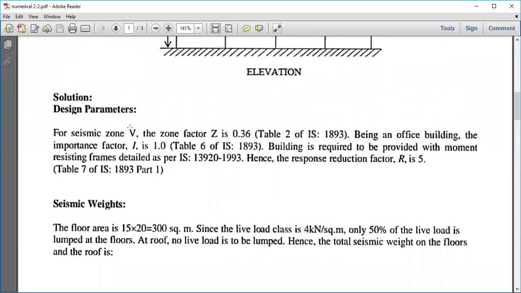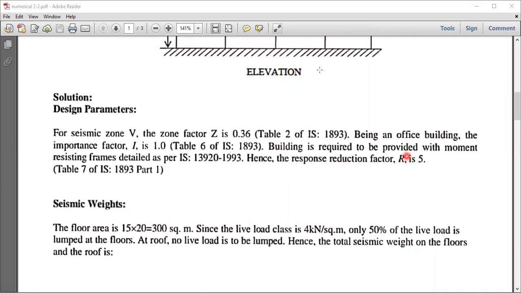First, he says for seismic zone 5, the zone factor is 0.36. Yes, we have already identified. Being an office building, the importance factor I is 1, he says. We will take the importance factor to be 1.2. Then the building is required to provide a moment resisting frame. Yes. Hence, the response reduction factor is 5. He's considering it to be a special moment resisting frame, and hence the response reduction factor is 5.